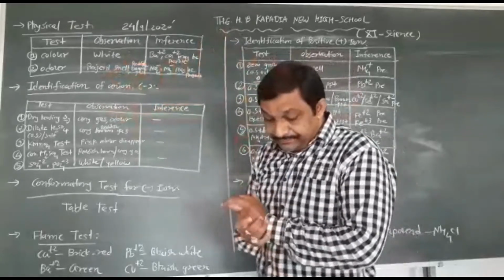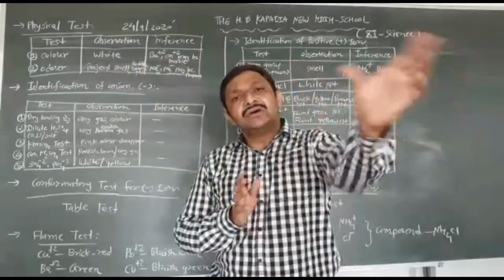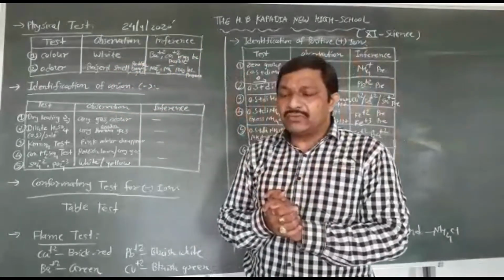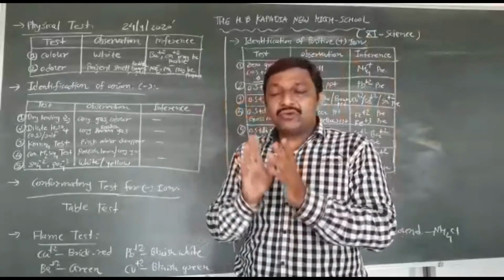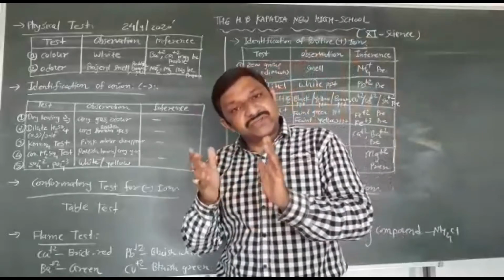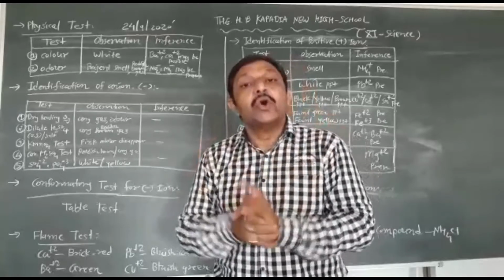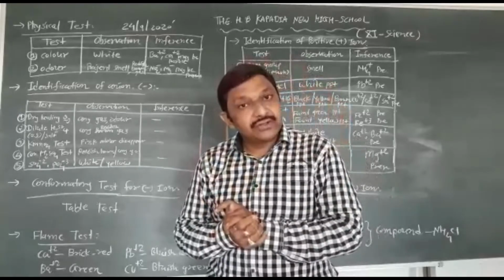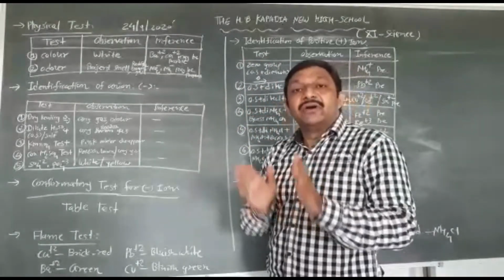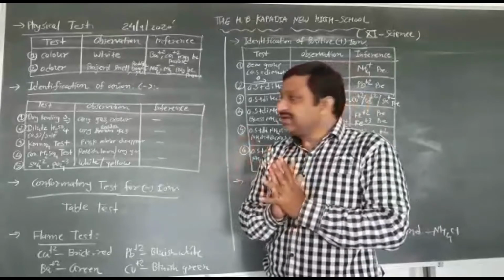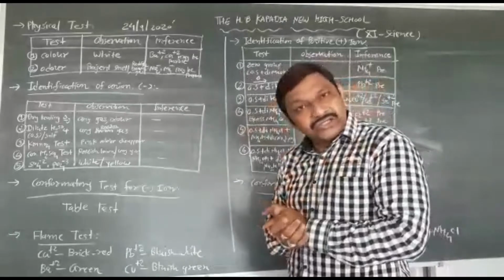Now, first of all, you have to take some salt in your test tube. Then fill up your test tube with distilled water and make a solution of the unknown salt. This is your OS. OS means original solution. Clear? And you have to perform different types of tests here for the negative ion, or anion. You can say anion also.